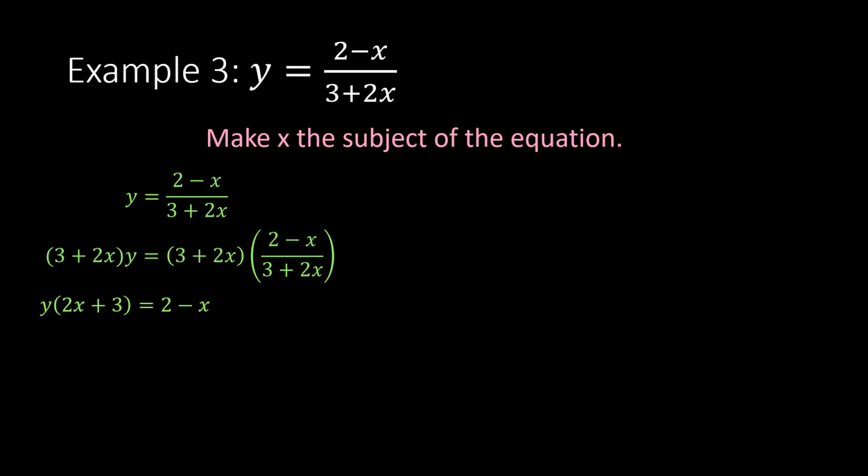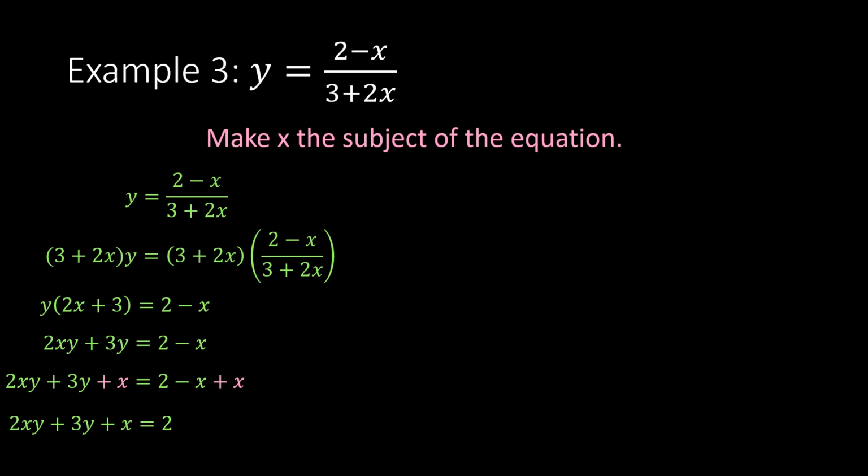Now, the product would lead you to this one. y times (2x plus 3) is equal to 2 minus x. So, we cancel the denominator on the right-hand side, and then apply the distributive property, so we now have 2xy plus 3y is equal to 2 minus x. Now, we add x to both sides so that we can eliminate the negative x on the right-hand side. So, we have now the sum: 2xy plus 3y plus x is equal to 2.